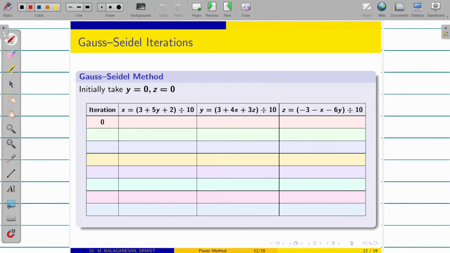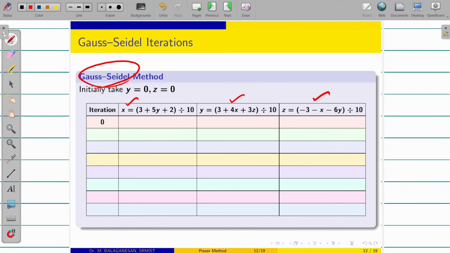Now, the same problem I am going to take with the Gauss Seidel method. Then only you will come to know what the advantages and disadvantages are, or what the merits are when you compare the two methods. Right. Now, as I told you already, for the Gauss Seidel method also, you have to check the diagonal dominant condition for the given system of equations. After that, from the first equation, you should write x in terms of everything. From the second equation, y in terms of everything. From the third equation, z in terms of everything.